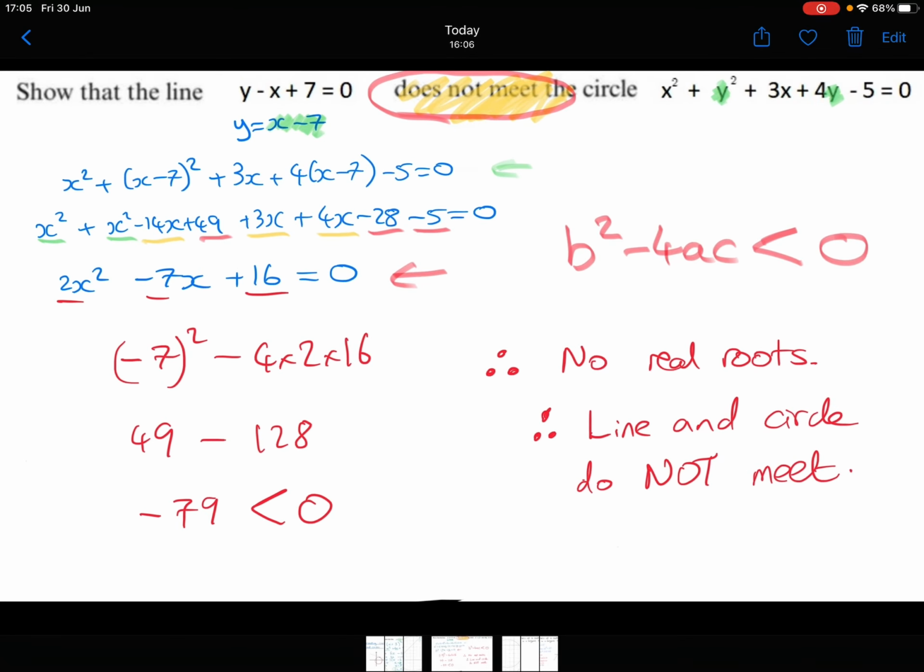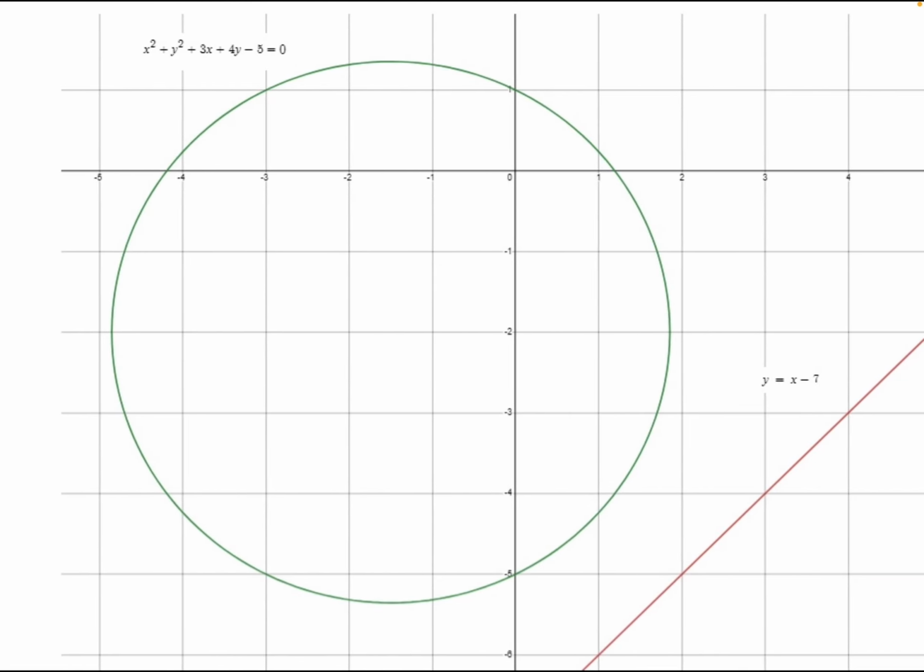So they can't intersect. And you can see here, here's the circle in green, and you can see the straight line down there in red. You can see that these two lines do not intersect.